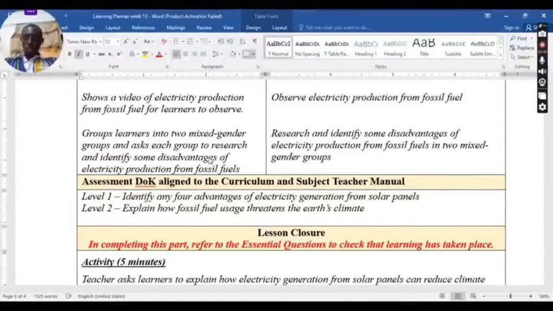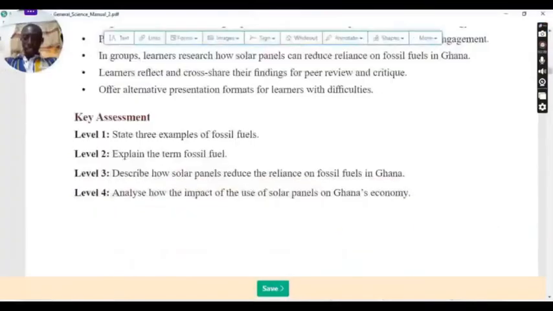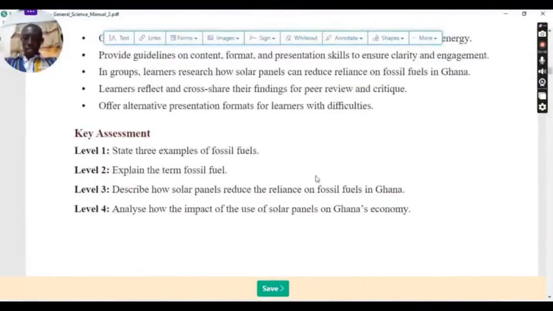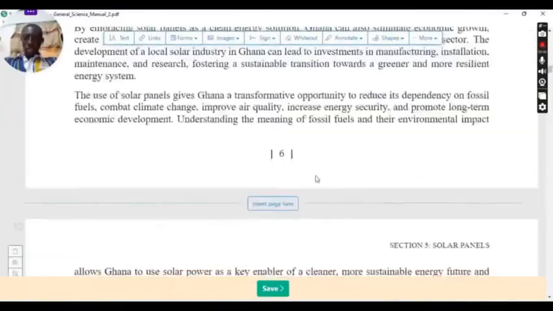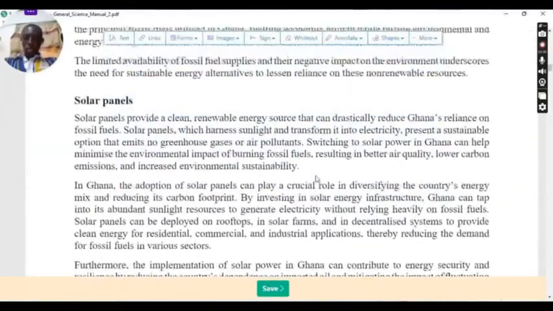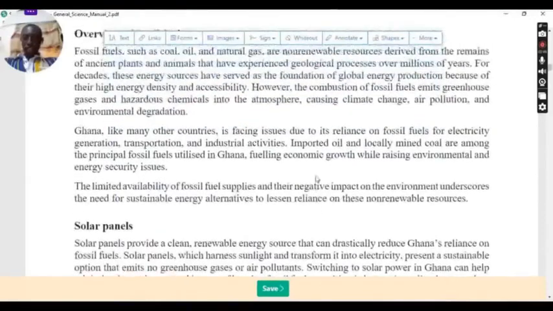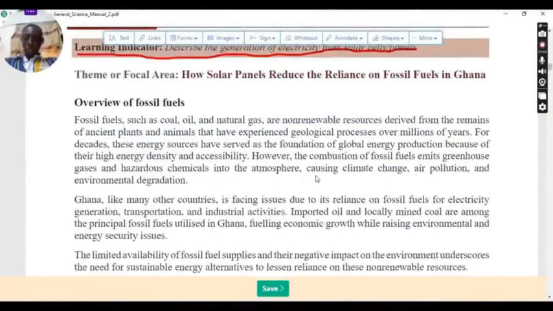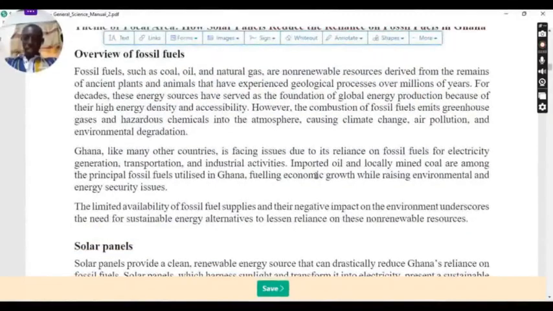Why advantages of solar panel, and disadvantages of fossil fuel? Because I read the teacher manual, and that was what I noticed. I noticed that it highlighted disadvantages of fossil fuel and advantages of solar panels. So I fashioned my activity in that manner. I hope it is clear. Look at this. However, the combustion of fossil fuel emits greenhouse gases. So these are the disadvantages of the fossil fuel.